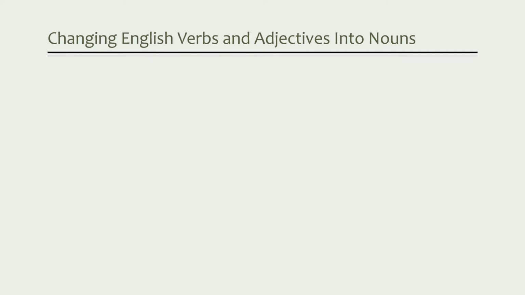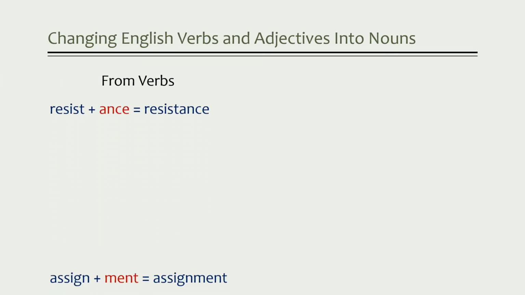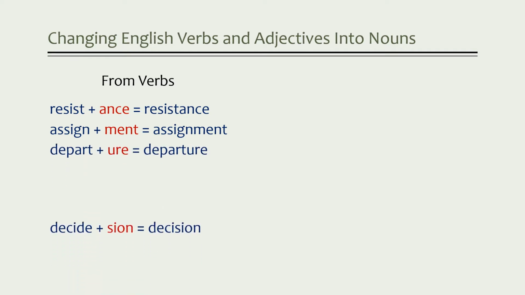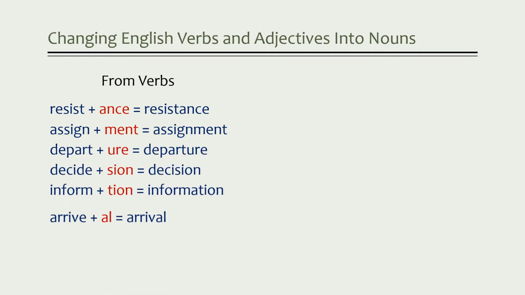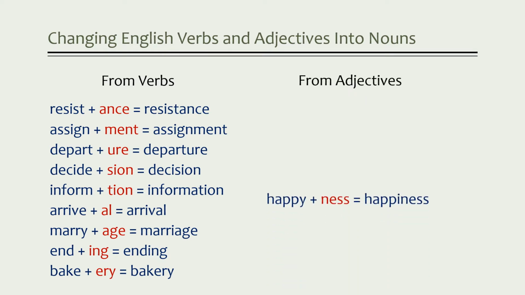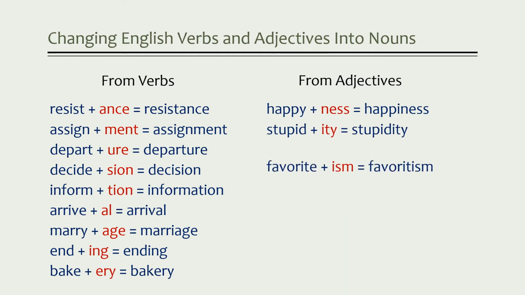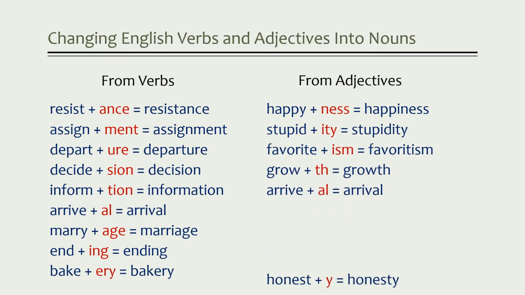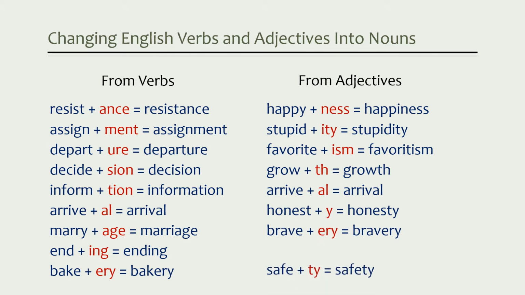Let's look at some English examples. Here is a list of verbs that can be changed into abstract nouns. Notice that each of these uses a different suffix to make the change. Now that last one is the exception. It becomes a concrete noun in that a bakery is a place. It actually exists. Next, these are adjectives that have different suffixes added to form abstract nouns. And with these, you have a whole new set of suffixes used to form the noun.